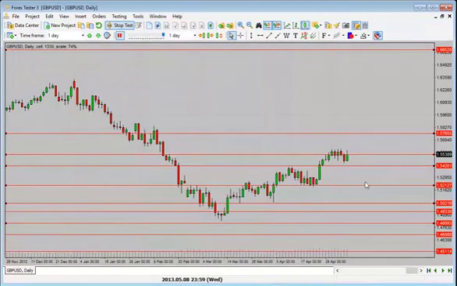Pressure is still up. Sunny says the pressure is to the upside. Let's take a look. If we continue going higher, I would agree. We have made higher lows and higher highs, so there is still upward pressure. Let's see if price continues.